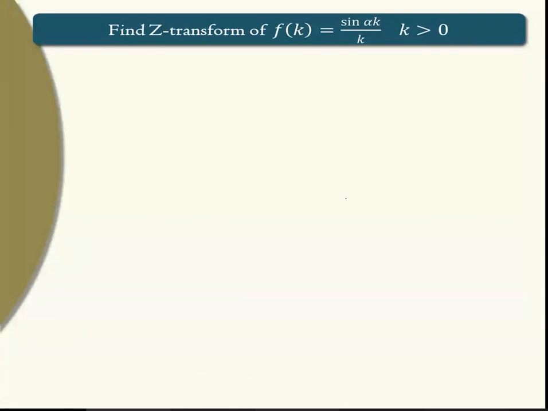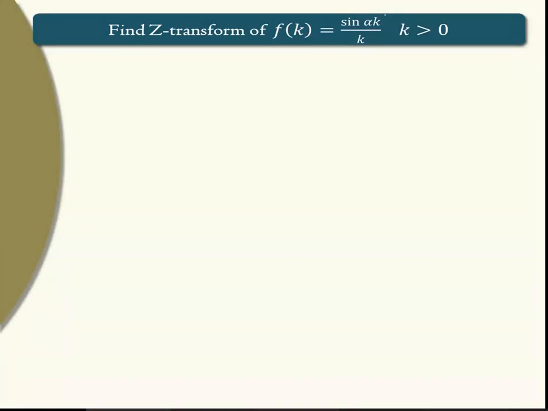Consider the next problem. Find the z transform of f of k is equal to sine alpha k divided by k. So again, look at the function carefully. Check whether the z transform of any function is known to us, and whether we can use any of the properties.